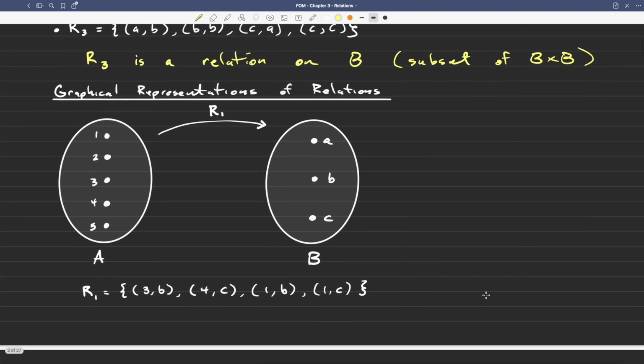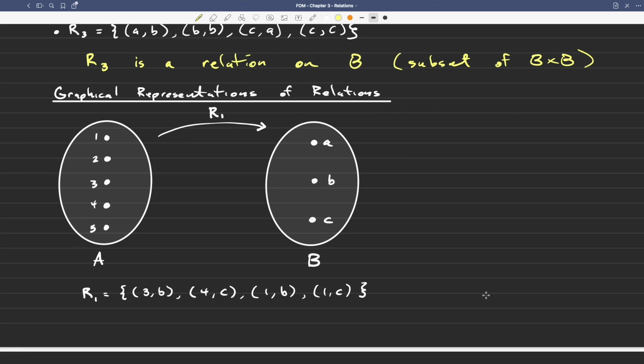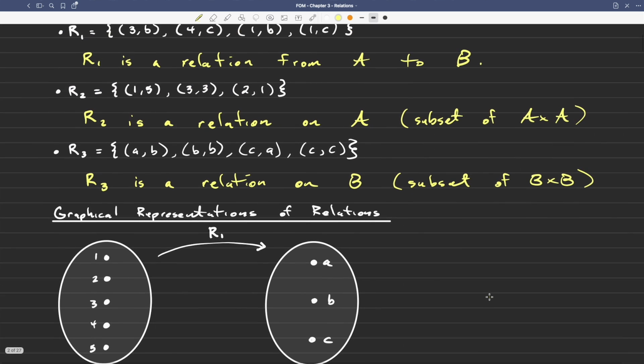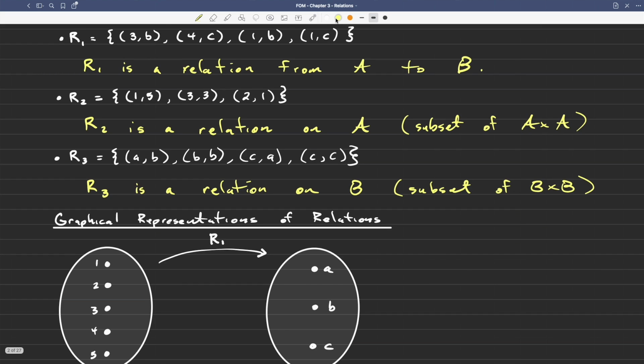We often come up with these sort of bubble diagrams for relations. For example, if I wanted to depict R1, so let me get R1 in the frame here. R1 is the one at the top there, 3B, 4C, 1B, 1C. So I could depict that with a bubble diagram by putting all of the elements of the first set A in the left bubble and all of the elements in the second set B in the right bubble, and then just draw arrows from the elements that are paired up. We see that the ordered pair 3B is in the relation R1, so I can draw an arrow from 3 to B. And again, order matters.